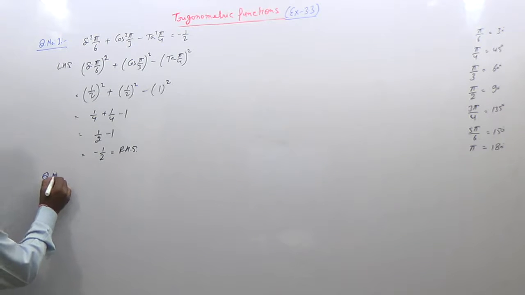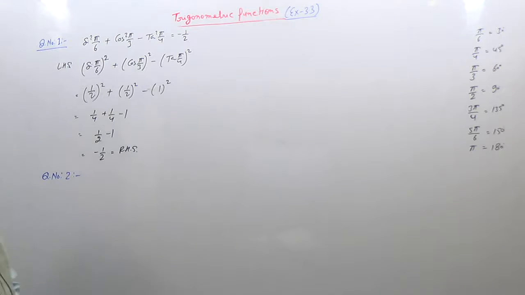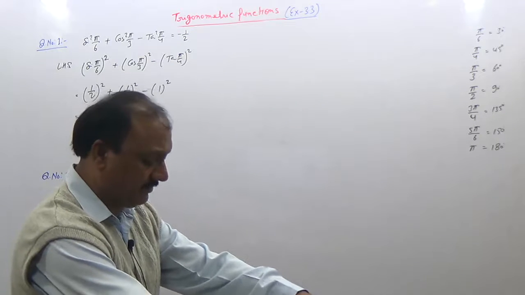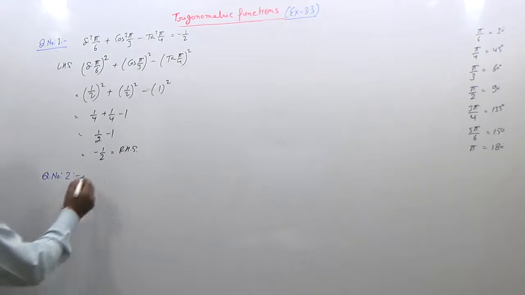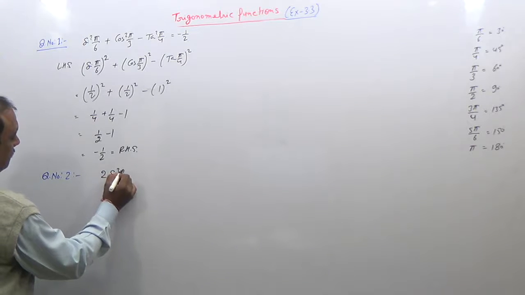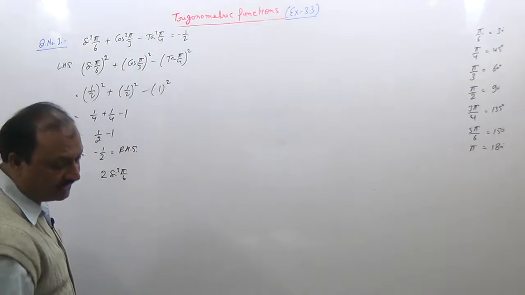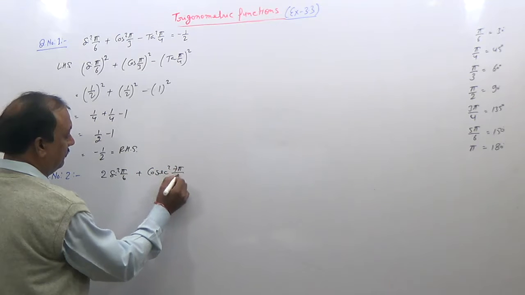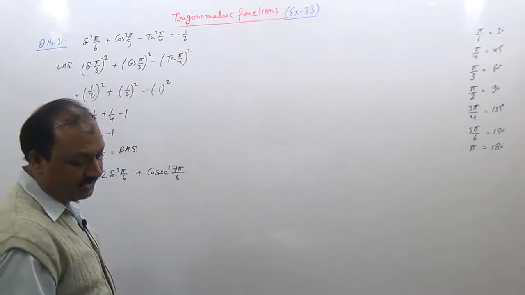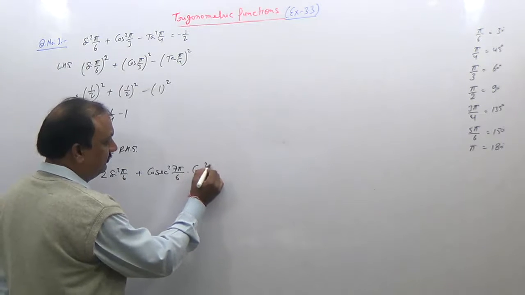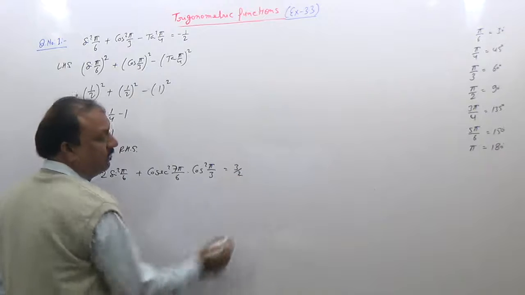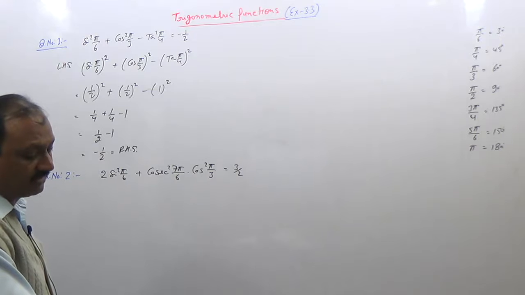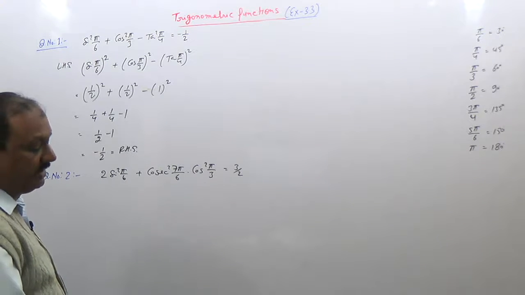Now question number 2. In this question, prove that the following identity: 2 sine square pi by 6 plus cosec square 7 pi by 6 plus cos square pi by 3 is equal to 3 by 2.